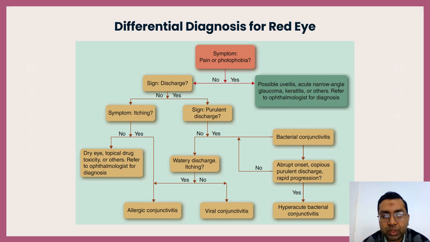If itching is present and no other symptom, it is a condition of allergic conjunctivitis. If there is purulent discharge, meaning colorful discharge from the eye, then it is bacterial. And if watery discharge is there, it is viral conjunctivitis. So by this we can identify.